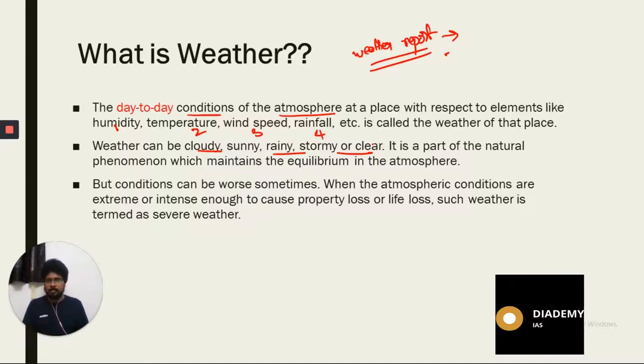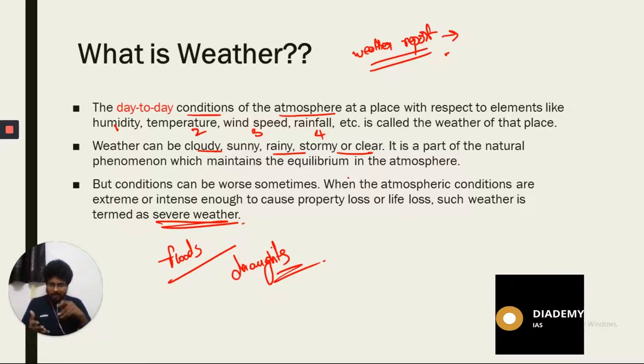But conditions can get worse sometimes. When there are more rains, floods can happen. When there are less rains, droughts can happen. And when there is high temperature, it is not good, we cannot survive in high temperatures. These are the extreme climatic conditions that can be there around us. This is called severe weather. Severe weather is not good for us. With extreme floods or extreme temperatures, we cannot survive.